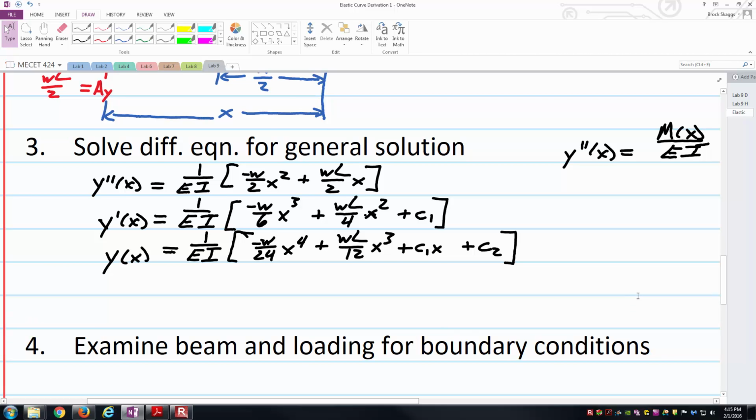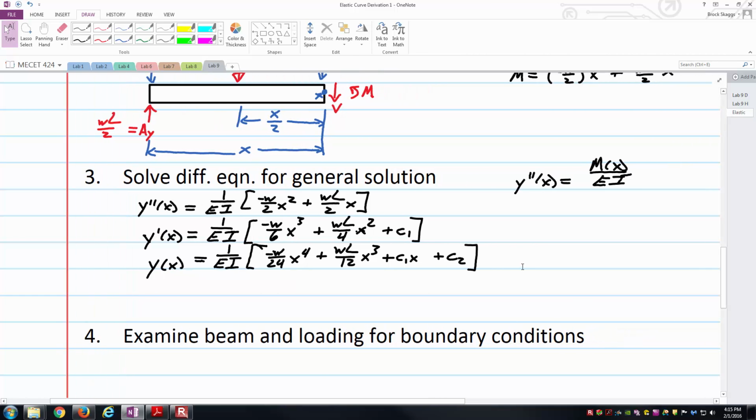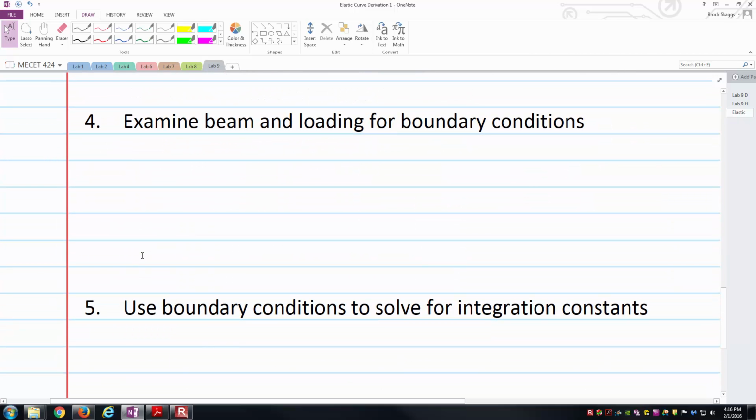And so I've got all my integration taken care of. I had to integrate twice here, but the bad thing is, as a byproduct of this integration, now I've got two arbitrary integration constants, the C1 and C2 there. And so at this point we need to know something about either the slope of the beam or the deflection of the beam, and we really need two pieces of information so we can get the integration constants taken care of. And so that leads us into step 4 here, where we're going to examine the beam and loading for the boundary conditions.